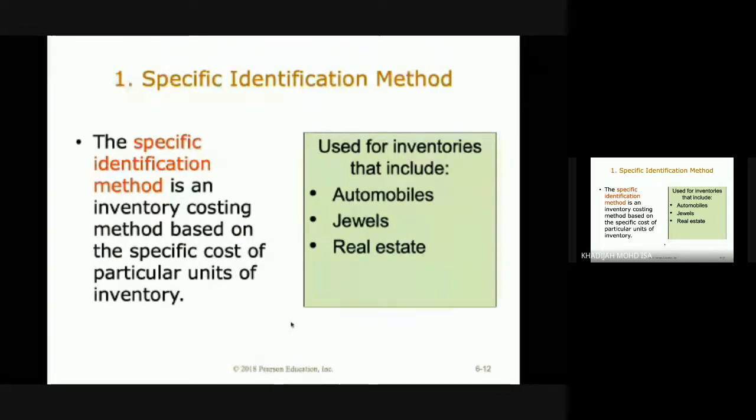So when you're talking about the specific identification method, normally the inventory is very specialized. You don't have all the jewels of the same design, and the weight of the jewels, you're talking about gold, is different from one to another. Real estate is properties. Or if you have a boutique, the cost of each clothing is very different depending on the material. That's why you use a specific identification method.